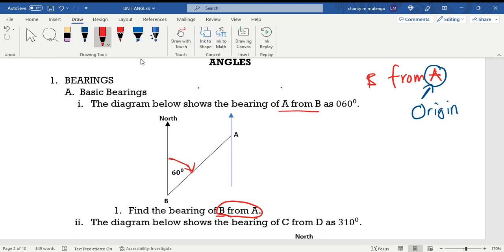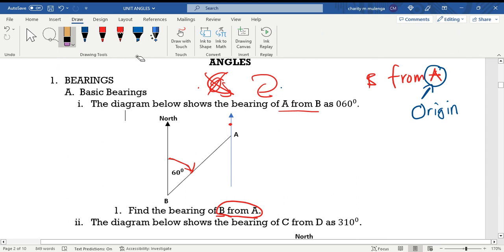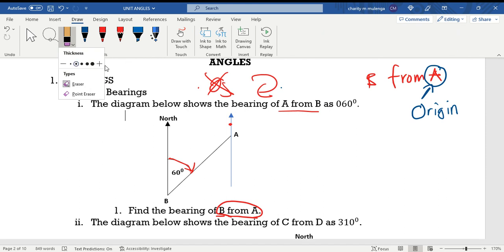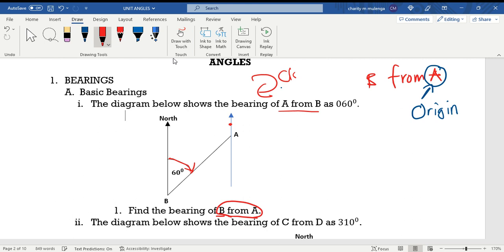So now that we have sketched a north at A, we are going to move clockwise. Clockwise is like that. Don't ever move in the opposite direction, anti-clockwise. It's wrong. Bearings always support the principle of rotating clockwise. That is what we call clockwise. So we are going to rotate clockwise from this north line all the way there.